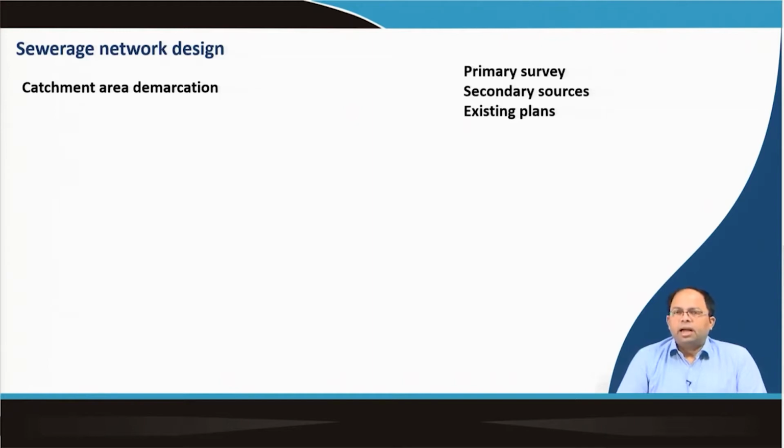That we will learn in this particular lecture: how to determine catchment areas, particularly for urban areas. We do it using primary surveys, secondary source data is also required, and we also look into the existing plans. If the area already has a sewerage network and some consideration has been done for catchment determination, we will look into that. So, existing plans need to be considered.